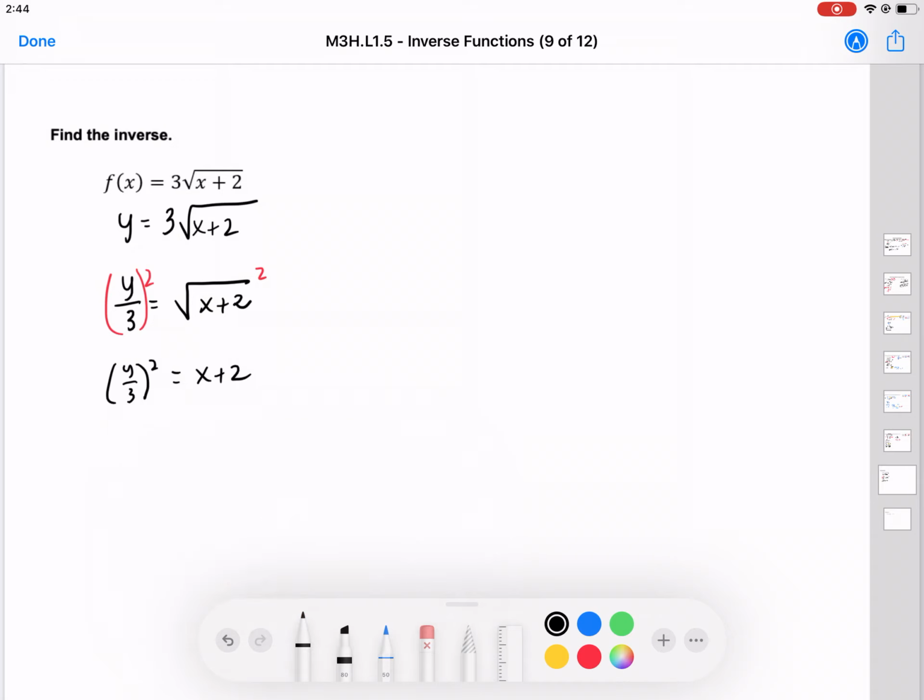Y over 3 squared is just y squared over 9. And then subtract 2, so x is going to equal y squared over 9 minus 2. So I'll write that in inverse notation.